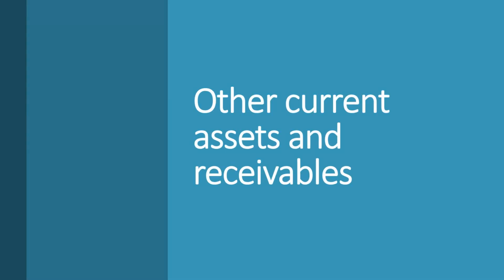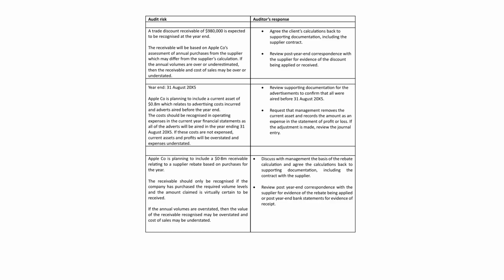Moving on to the next category, which is again an asset, other current assets and receivables. So we covered the double entry, which was for credit sales, debit receivables, and credit revenue. We're looking at other categories. So not trade receivables, could be contingent assets, etc. Remember, they would normally be at a risk of overstatement.